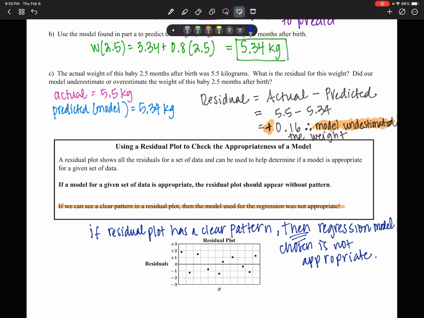And this is an example of a residual plot. This residual plot does not have a clear pattern. It's going positive, then negative, then positive, then negative, then negative, then positive, then positive, then negative, negative, positive. This residual plot would say that the model that was used is appropriate, because there's no clear pattern.